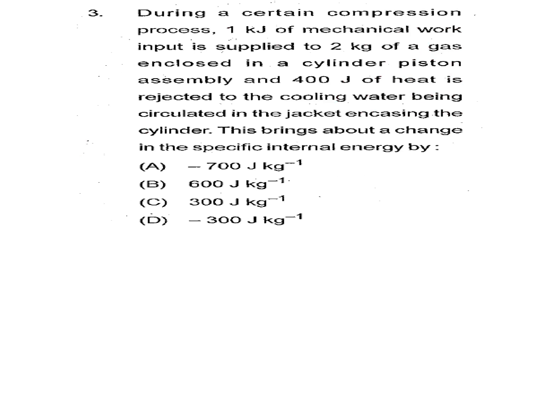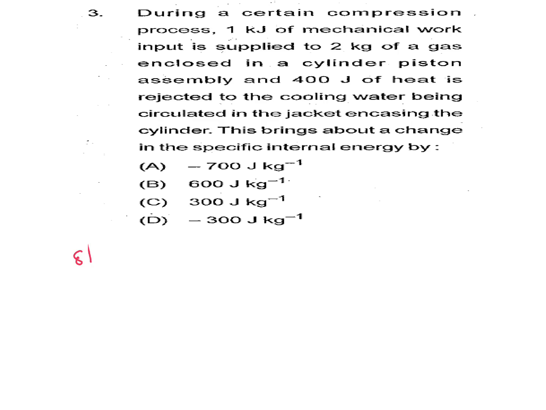During a certain compression process, 1 kilojoule of mechanical work input is supplied to 2 kg of a gas enclosed in a cylinder piston assembly, and 400 joule of heat is rejected to the cooling water being circulated in the jacket encasing the cylinder. This brings about a change in the specific internal energy by... mechanical work input.